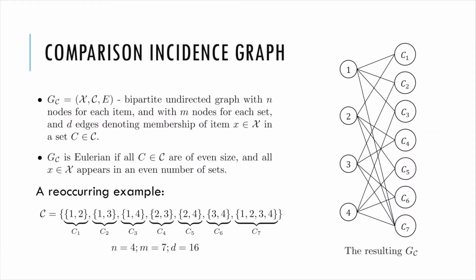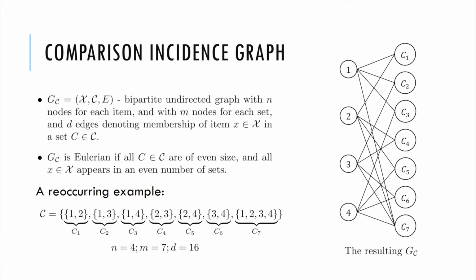The important structural object in our analysis is the comparison incidence graph. Specifically, on the left here we have item nodes. On the right here we have set nodes. And the edges in this graph denote membership. One of the main assumptions that we make throughout our work is that every item appears an even number of times across all of the sets, and every set is of even size. Thinking about this graphically, it means that every node in this bipartite graph is of even degree, which means that the graph is Eulerian by definition.